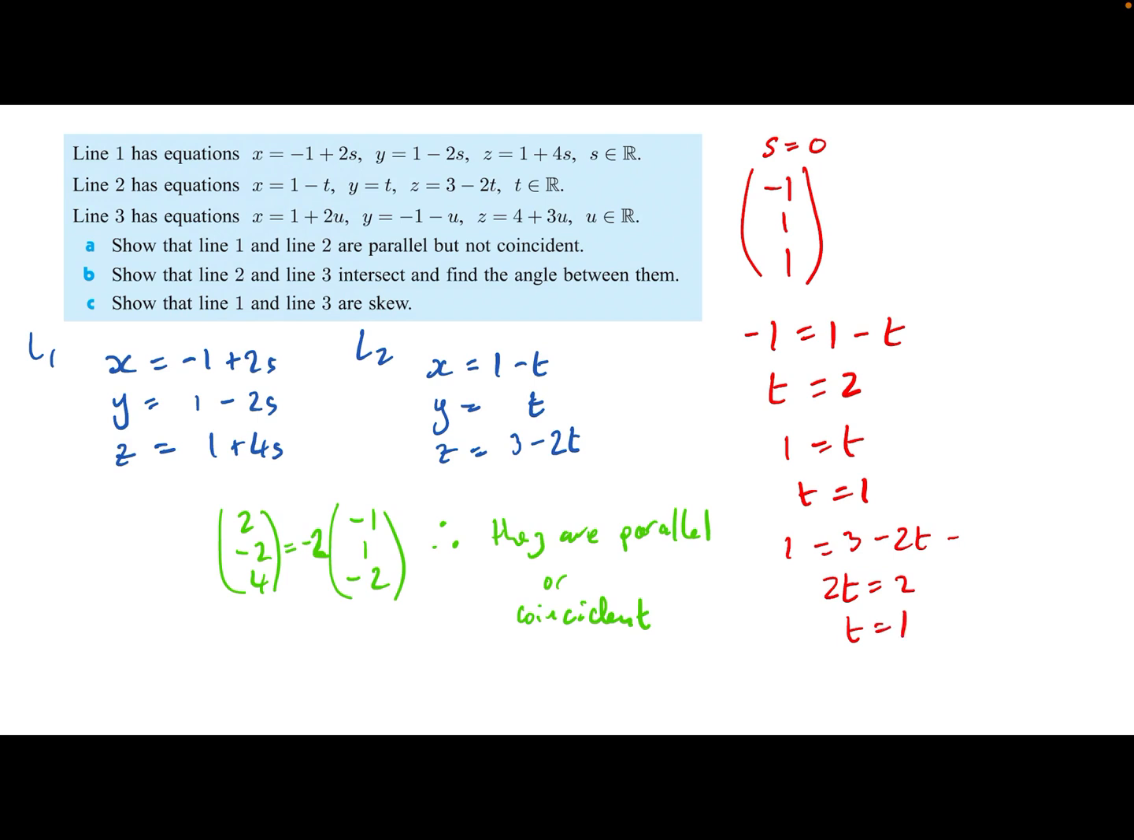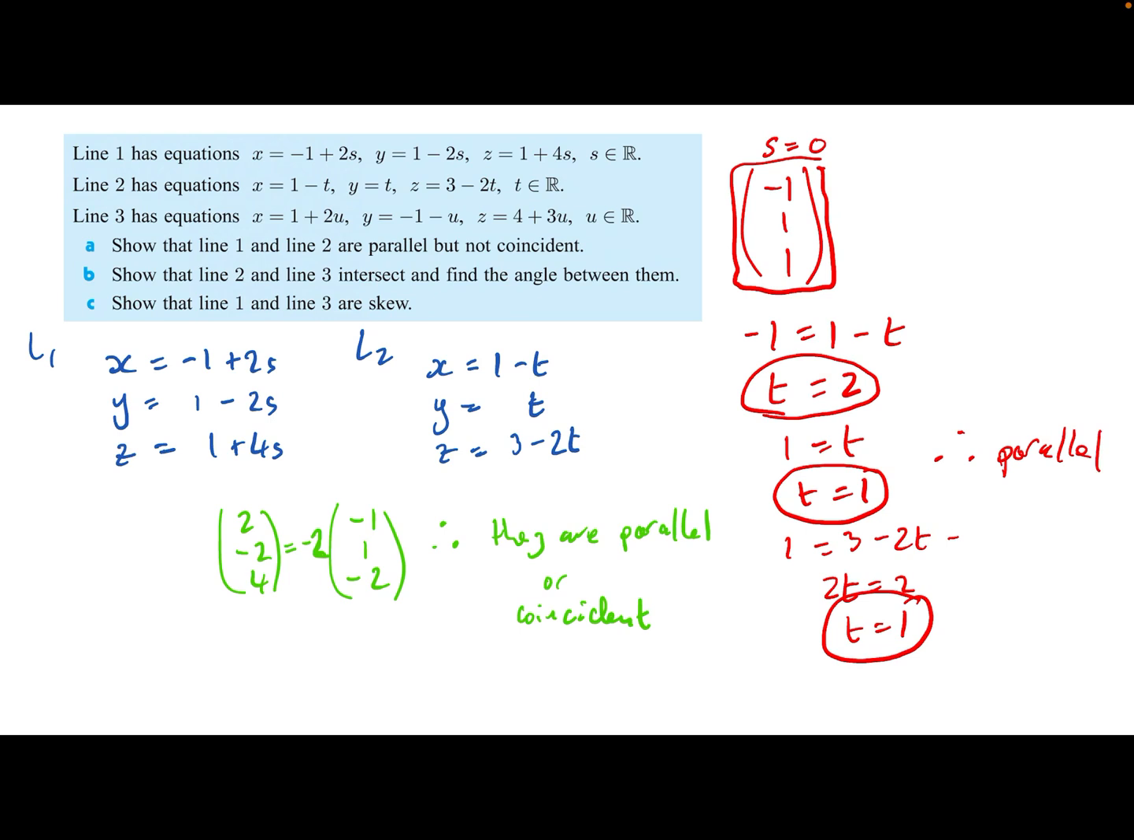Now, what does that mean? How can we interpret that? Notice that I don't get the same value of t for each one. Okay, so that means that the point minus 1, 1, 1, this point here, cannot lie on line 2. And since they are parallel or coincident, well, if they don't share a point, then they don't share any points. So therefore they must be parallel. So I can use this to conclude, therefore they are parallel. Okay, I hope that's clear.